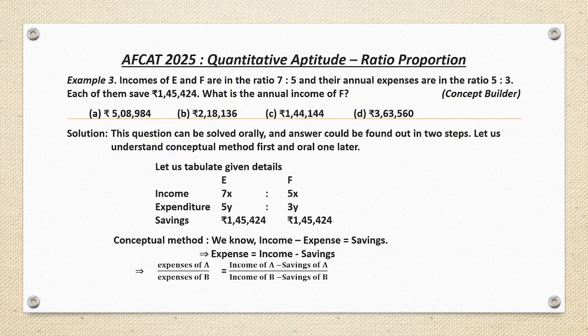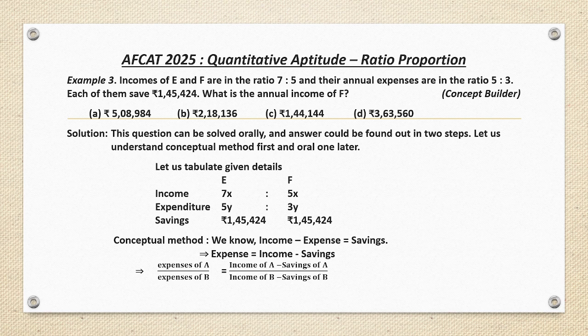Okay. Now this is an income, expense and savings problem. We know savings is income minus expense. Here the question is: what is the annual income? So first of all, we can tabulate the given information for E and F.